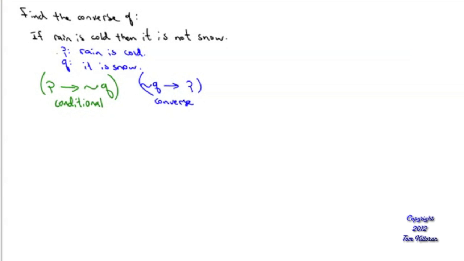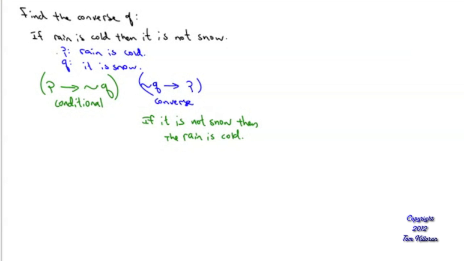So how do I write the blue statement, the blue symbolic form, of the original sentence? If it is not snow, then the rain is cold. Not very good English, but this is the converse of the original sentence.